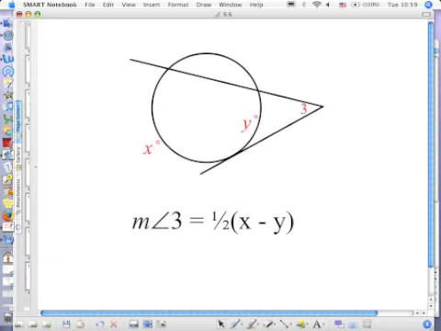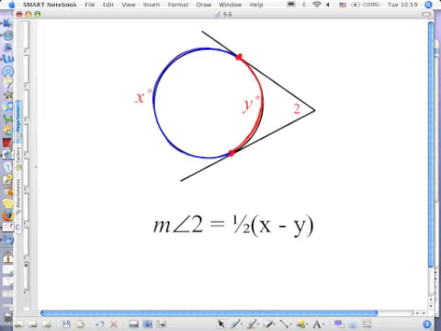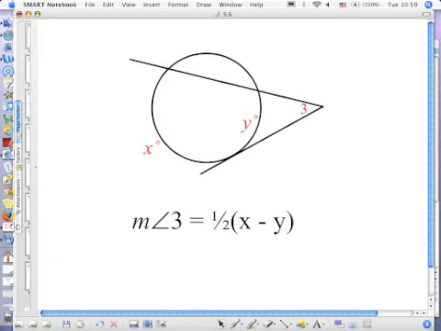Wait, I have a question about that. How do you know what to put first? The bigger one goes first, because we need positive answers.